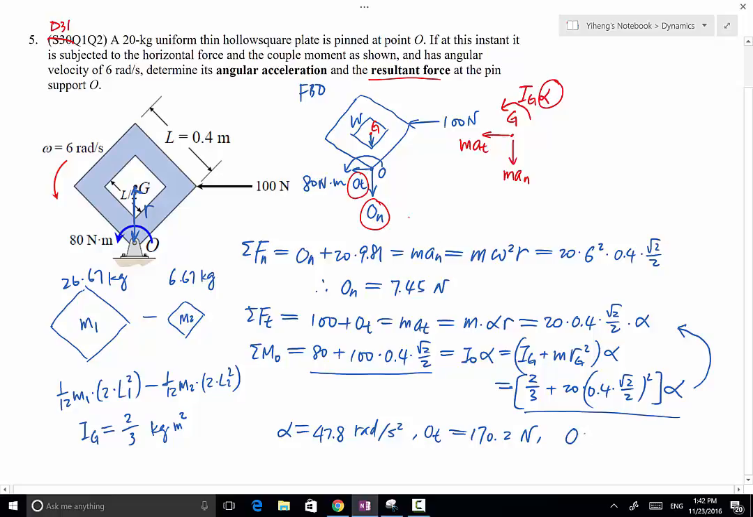Therefore, the total force O equals the square root of ON squared plus OT squared. Because you can tell that ON is very small when compared to OT, this eventually is 170.4 Newtons. If you are keeping three significant figures, that's simply 170 Newtons. So that will be the final answer for this problem.